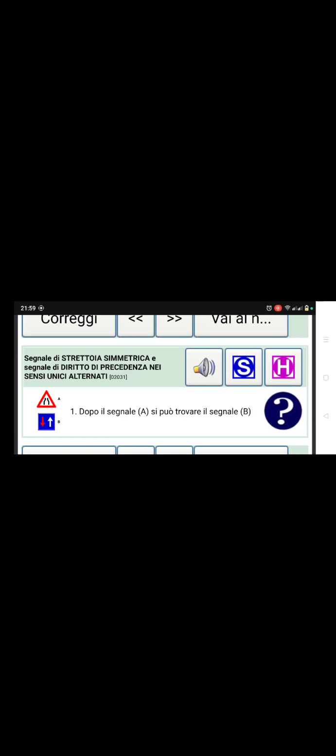So look at this one. In case you have come across this triangle one, then later ahead you will meet this blue one. So when you meet it, you always know that this one is diritto di precedenza, right of way. So let's take the question. Dopo il segnale A, so after the A signal, si può trovare il segnale B. So you can still find the B signal after this very A, and it's true. Let's correct it. So you can see very clear.